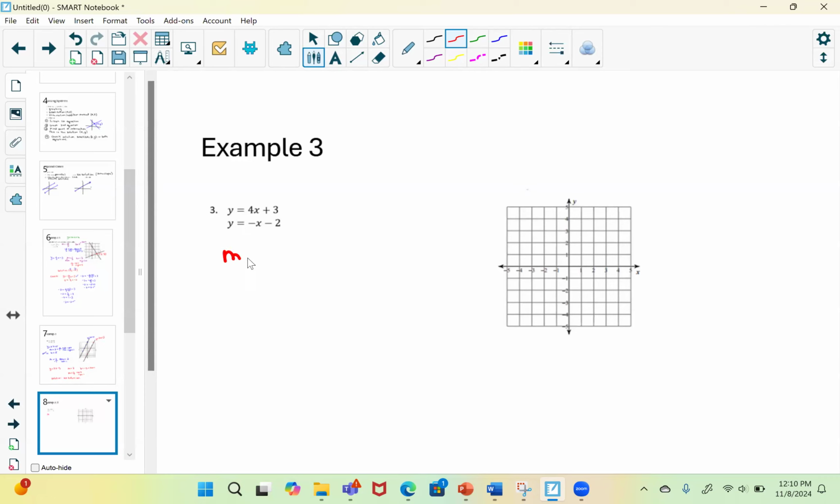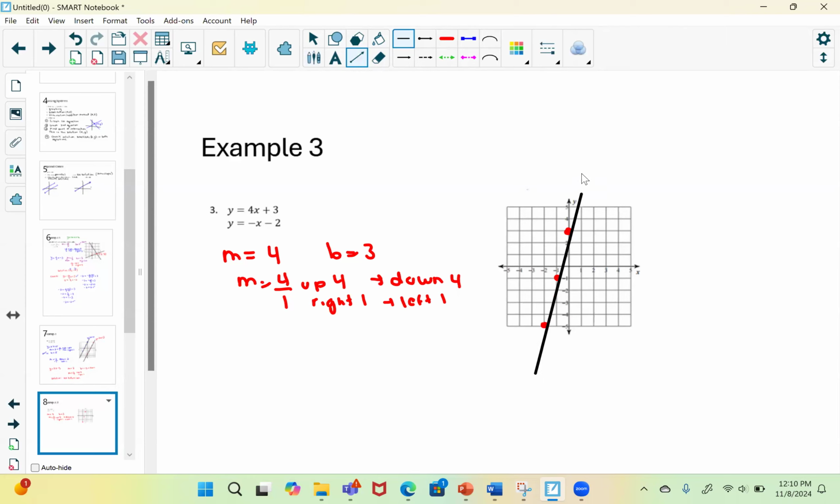If you did, for that first equation, m is 4, b is 3. So I'm going to go to 3 on the y-axis. My slope is 4 over 1, okay? And so I usually want to go up 4, right 1. I have a problem again. If I go up 4, I go off the graph. So I have to go completely opposite, which is down 4, left 1. Make sure you go completely opposite. So down 4, 1, 2, 3, 4, left 1. I'm going to do it again. 1, 2, 3, 4, left 1. And then I have my line.